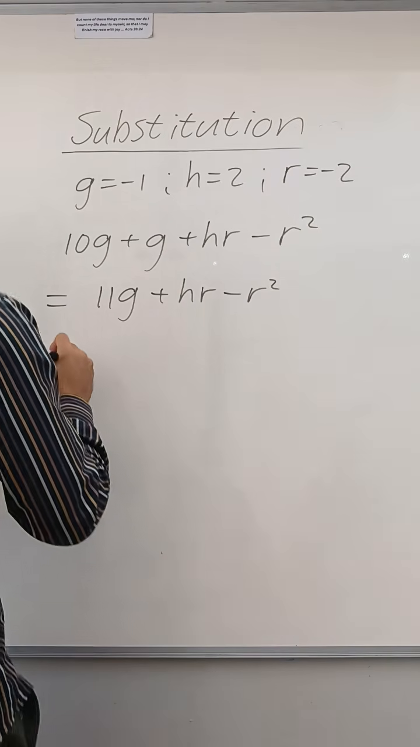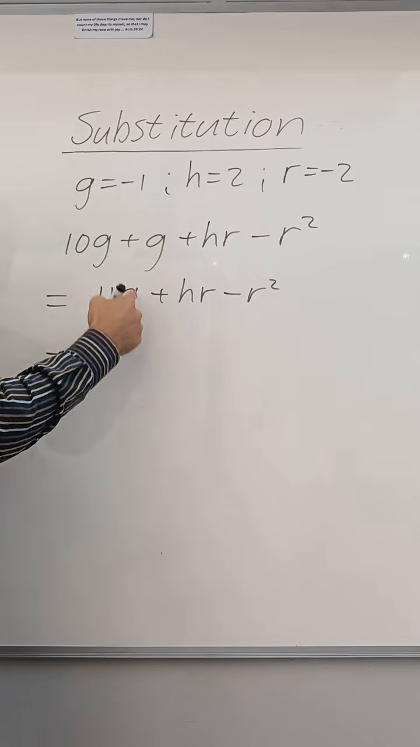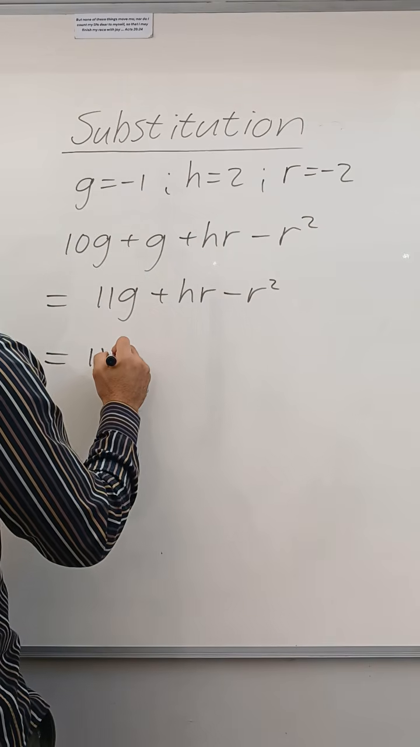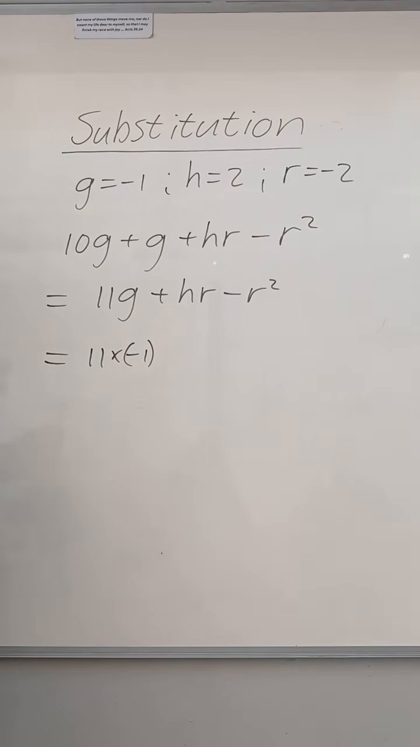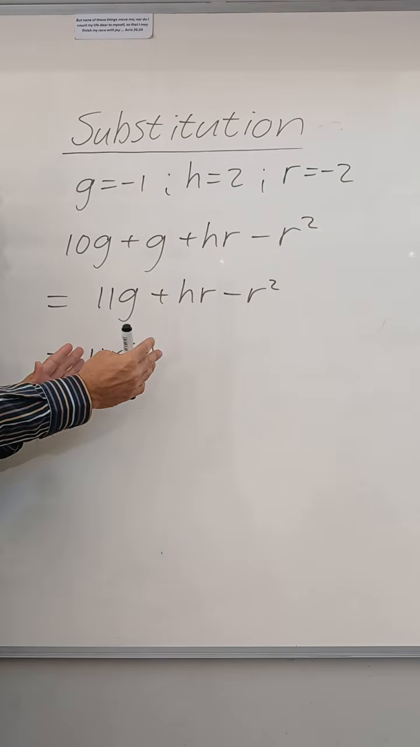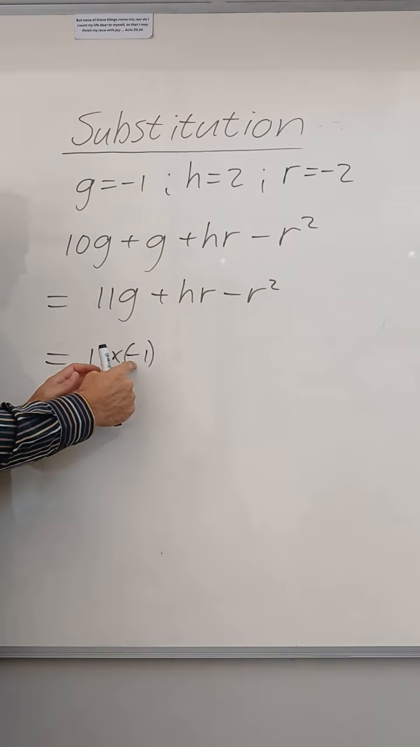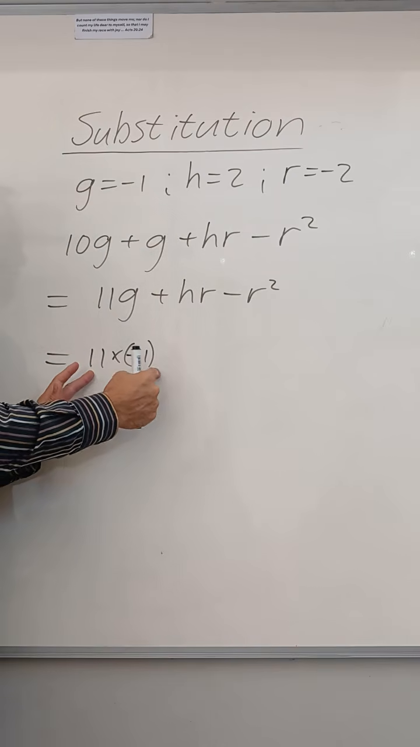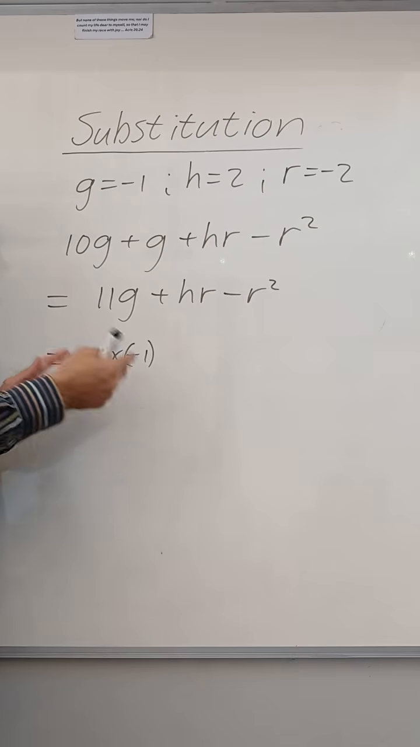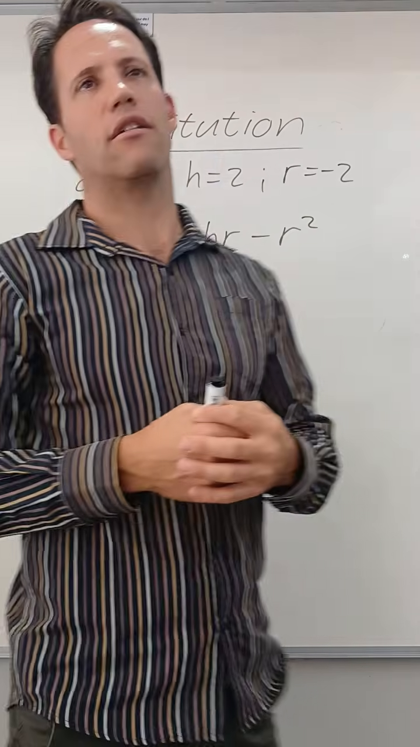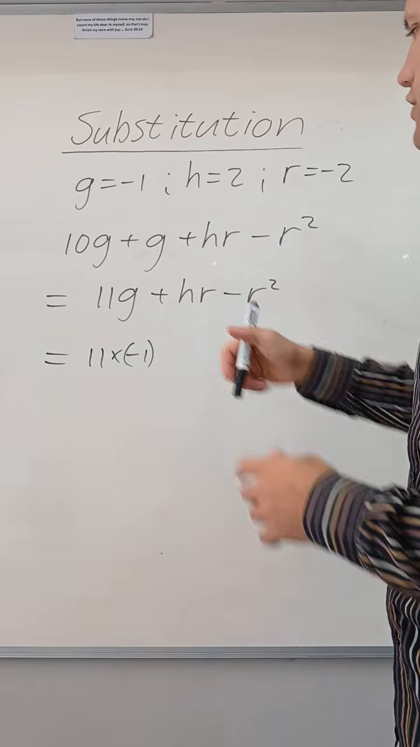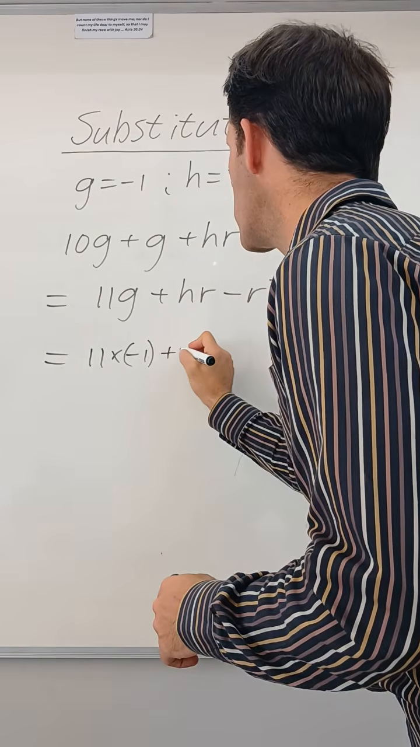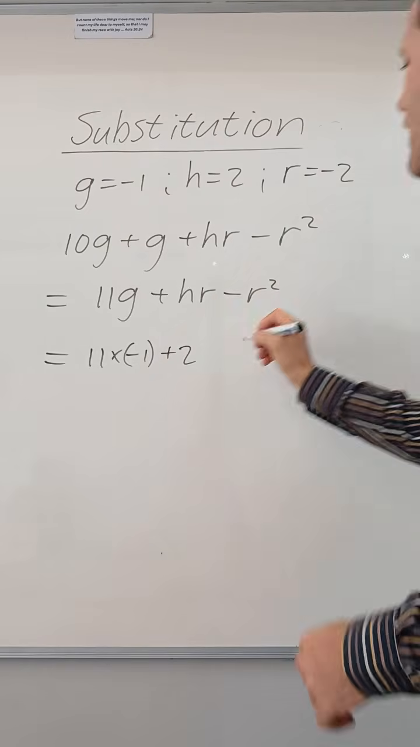Now we can substitute. So now we can say -1 goes in the place of g. So it's going to be 11 times -1. You put it in brackets because of the negative. If it's negative, it looks funny if it's 11 times -1 without a bracket. So you put in the brackets just to make it a bit neater. Now with this one, h is equal to 2, but now I get hr. So we're going to say plus h, 2, times r, -2.